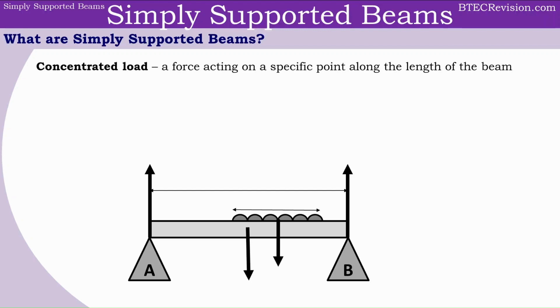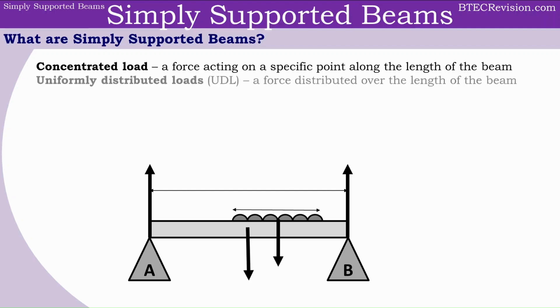Firstly, we have concentrated load, which is a force acting on a specific point along the length of the beam. Secondly, we have the uniformly distributed load, UDL for short, and that's a force distributed over the length of the beam. For example, let's start by looking at concentrated load. Now, we know here is the beam in this diagram, and the weight is acting all along the beam. However, there is a force acting on a specific point at A and B. Therefore, it is considered to be a concentrated load.